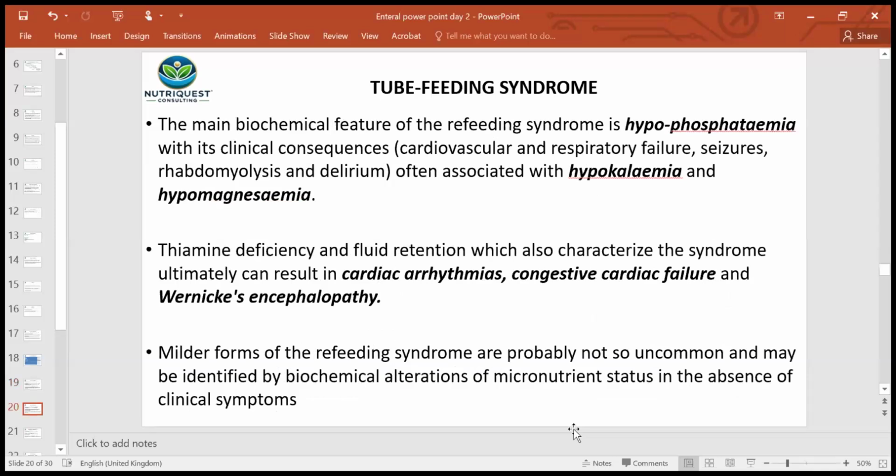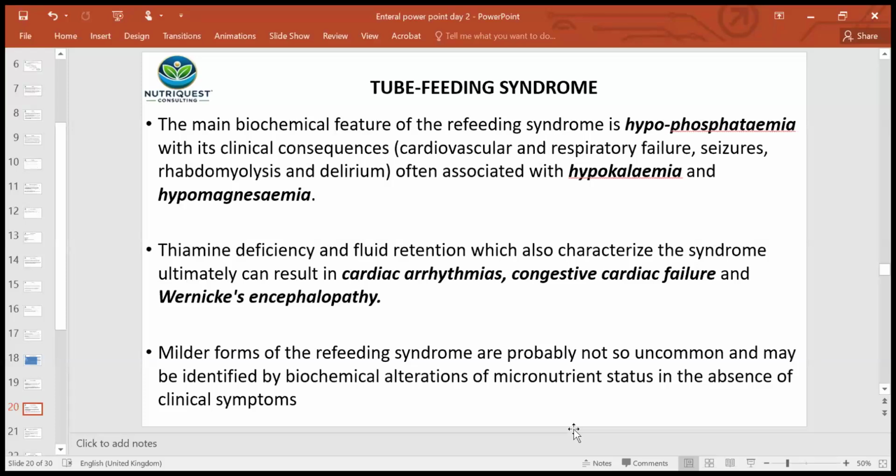The main biochemical feature of refeeding syndrome is what we call hypophosphatemia, with its clinical consequences, which include cardiovascular and respiratory failure, seizures, rhabdomyolysis, and delirium. Many patients who have hypophosphatemia, if you do the phosphorus level, you find that it is low. They usually come with cardiac issues, where the heart rate becomes so high. We also have issues to do with respiratory failure. It's quite common for such patients.